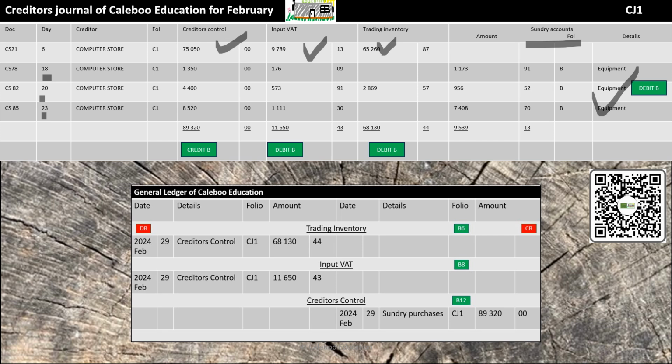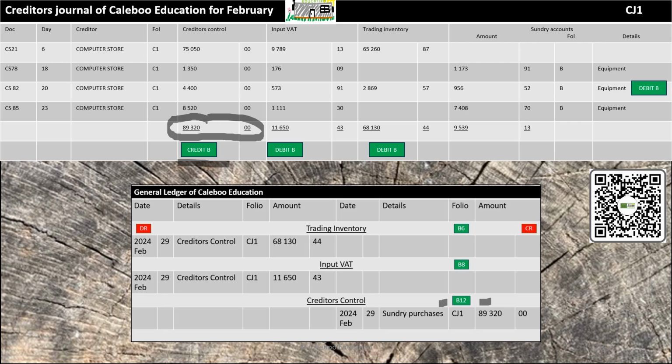and I'll quickly rub this out. So we take the information from the creditors control column to the general ledger, and it says here credit B account. It's actually B12 down there at the bottom. I showed you I took those references from the previous month's trial balance, the folios.